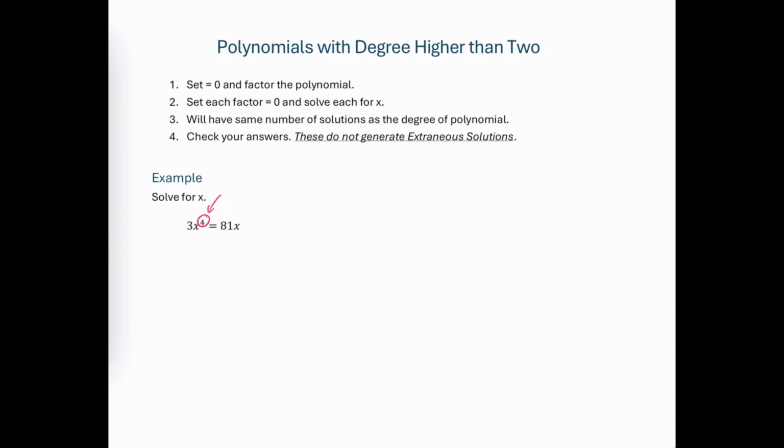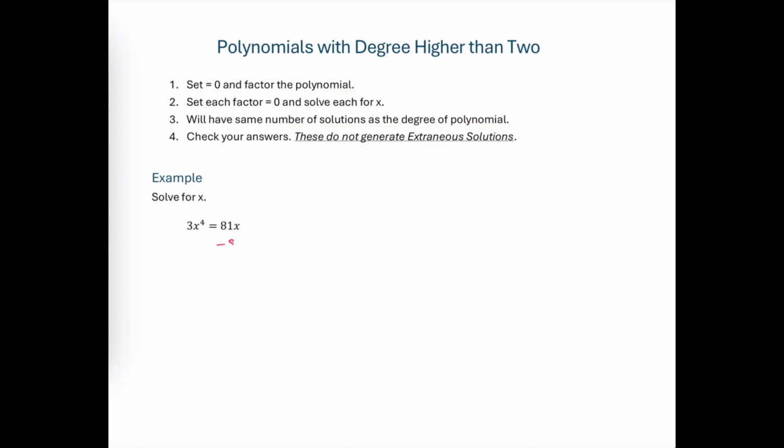We have a fourth degree polynomial equation, and to solve it, we're going to set it equal to 0 and factor. Remember that in a polynomial, we can expect to have the same number of solutions as the degree. And all of those solutions should work because polynomials do not generate extraneous solutions.